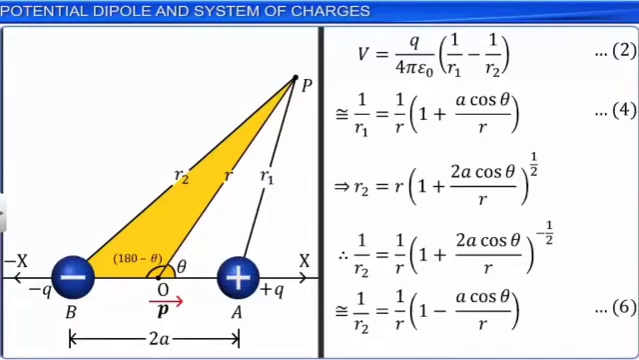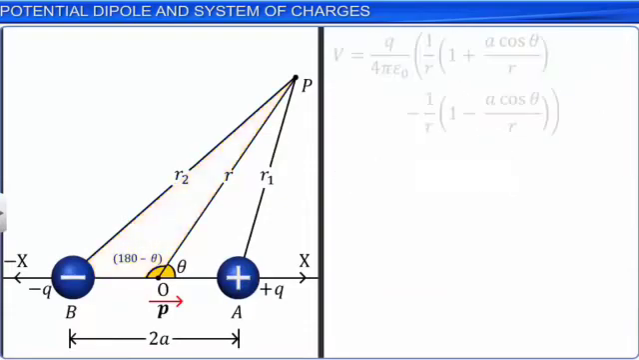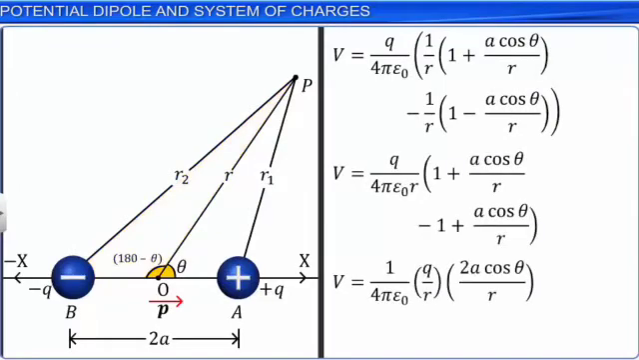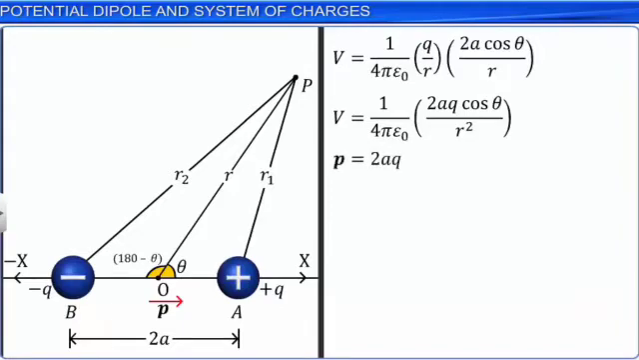Substituting equations 4 and 6 in equation 2 and simplifying, we have V is equal to 1 by 4 pi epsilon naught into Q by R into 2A cos theta by R, which will be equal to 1 by 4 pi epsilon naught 2AQ cos theta by R square. We know that the dipole moment P is equal to 2AQ, and hence net potential V is equal to 1 by 4 pi epsilon naught P cos theta by R square. Let this be equation 7.